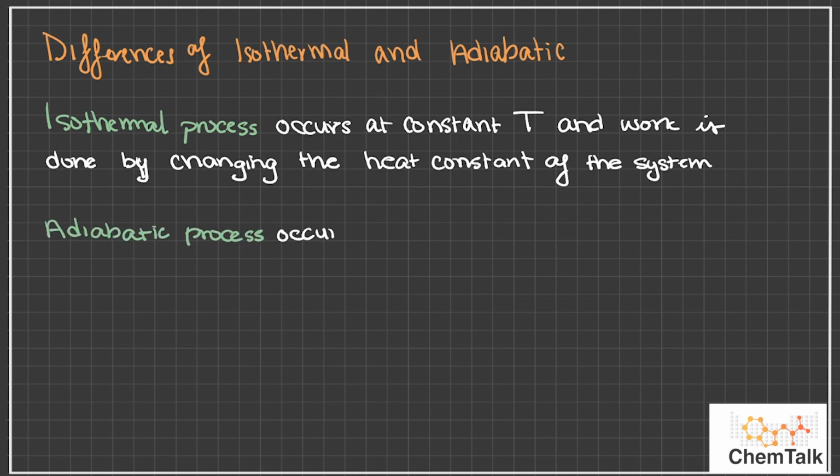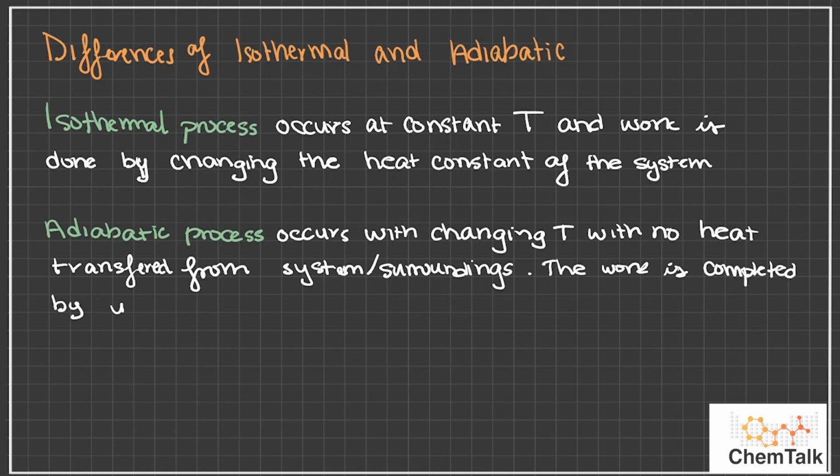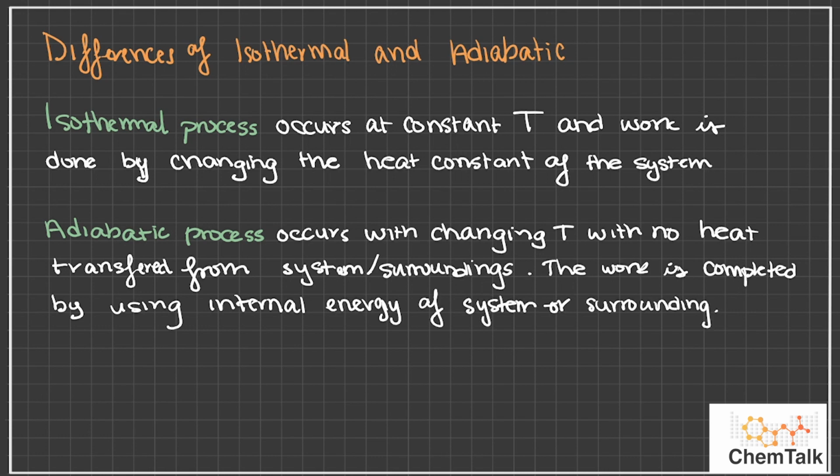Unlike in our adiabatic process, where we are changing the temperature and there is no heat transfer between our system and our surroundings. The work that is done is completely done by using the internal energy of the system or surroundings, and it depends on whether we're increasing or decreasing the temperature in order to influence our internal energy to do the work that needs to be done. So, as a reminder, isothermal has a constant temperature. In an adiabatic process, we are changing temperature and there is no heat transfer, which means our heat constant is staying the same.